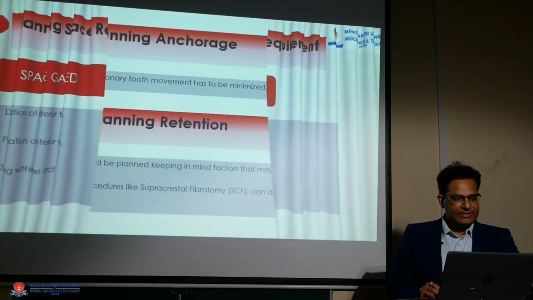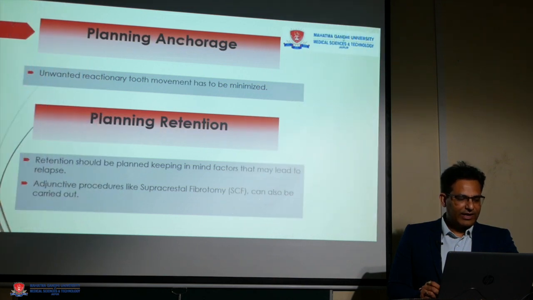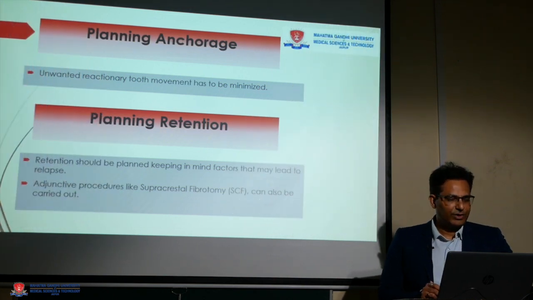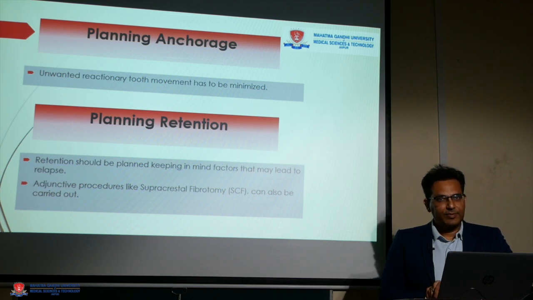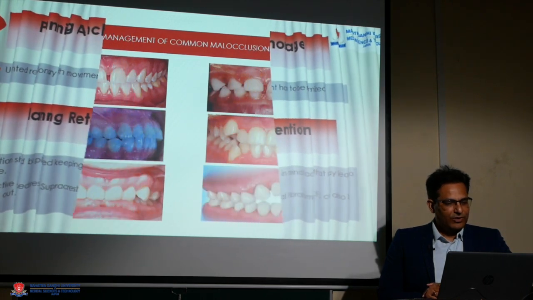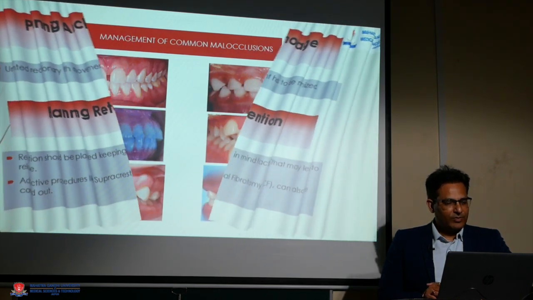Once the space is assessed, we have to plan the anchorage. Anchorage is to avoid any unwanted reactionary tooth movement which can be created by our mechanics. We have to plan the retention, keeping in mind the factors that may lead to relapse. Adjunctive procedures like supracrestal fibrotomy can be carried out in order to favor retention. So now we move over to management of certain common malocclusions.